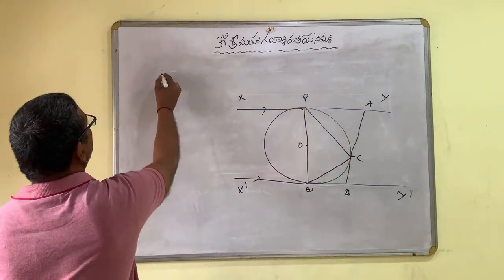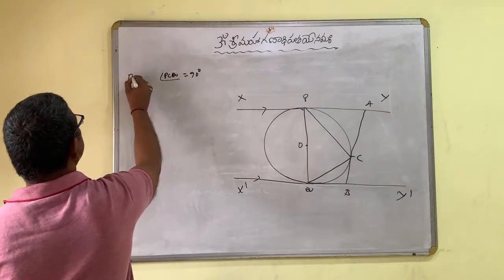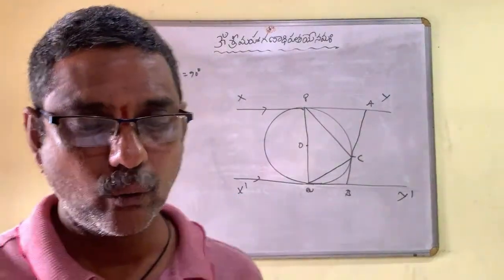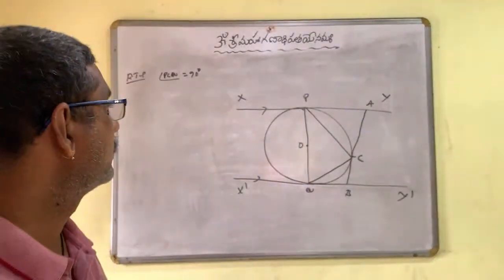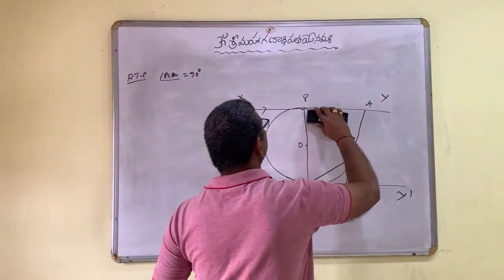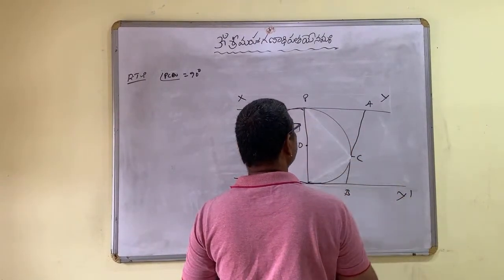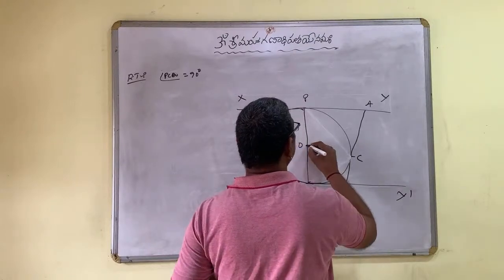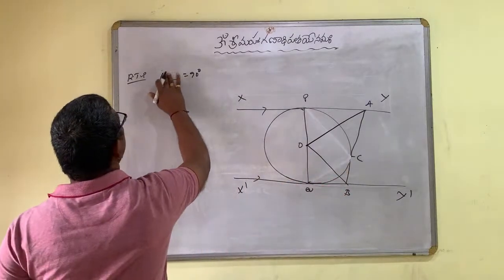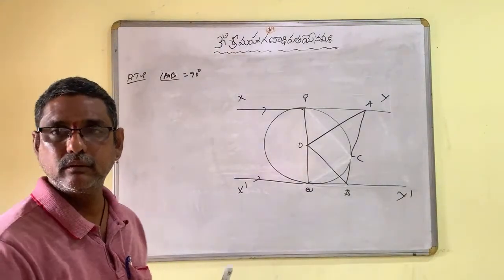Angle PCQ is 90 degrees. Not PCQ, AOB, sorry. We need to prove, this is another problem. Here in this problem, what do we have to prove? Angle AOB is 90 degrees. Okay?